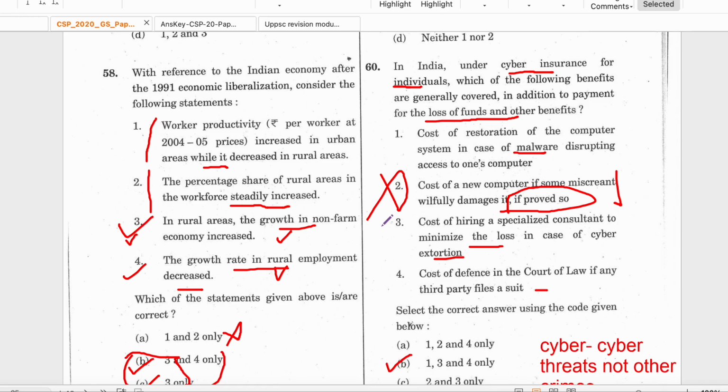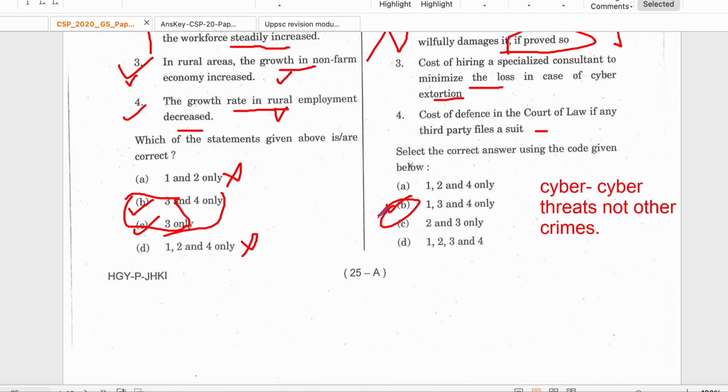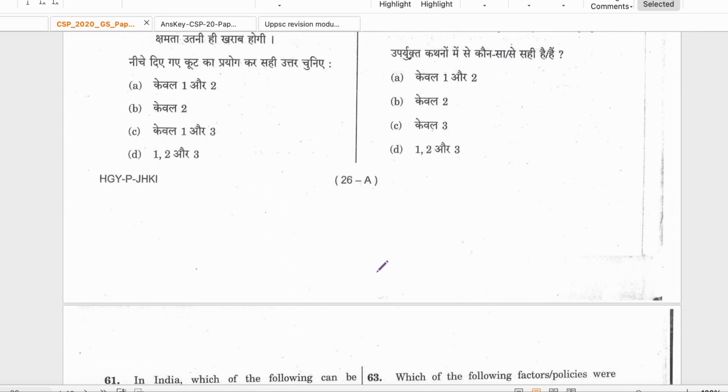Yeah. People were confused in this. Third is cost of hiring a specialized consultant to minimize the loss in case of cyber extortion. You would have heard about ransomware, वो भी extortion मानते हैं, तो it's a cyber crime. Cost of defense in the court of law if any third party files a suit. In case of cyber crime also, sometimes it goes into the court and there can be a case filed and insurance may cover it. But ये जो ऑप्शन नंबर 2 है, ये तो साइबर क्राइम है ही नहीं ना, ठीक है, तो हो गया. साइबर थ्रेट्स, नॉट अदर क्राइम्स, एंड दिस आंसर यू गेट इट.